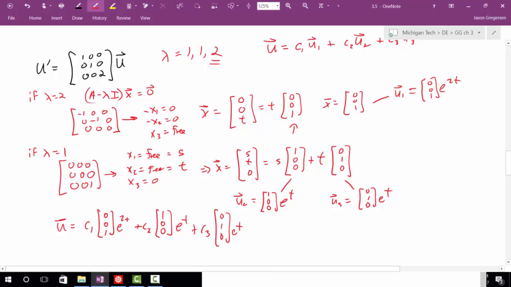Any questions? The only really kind of tricky part there is the linear algebra stuff, right? Being able to separate the vector into two pieces and deal with your free variables and all that kind of stuff. Any questions? Yes, repeated eigenvalues is easy, right?